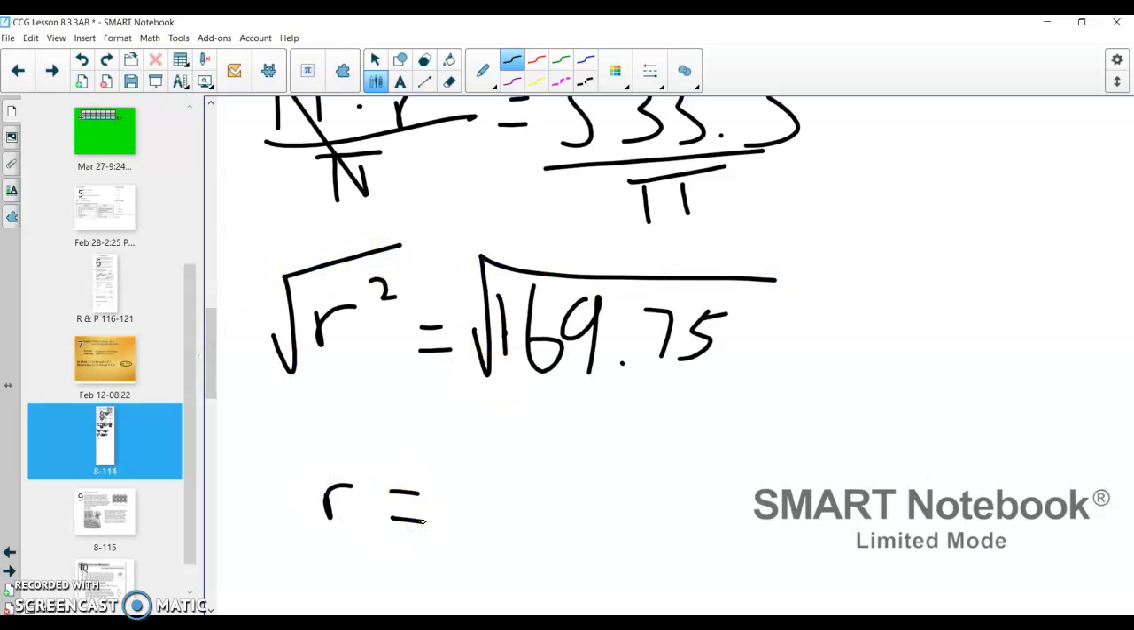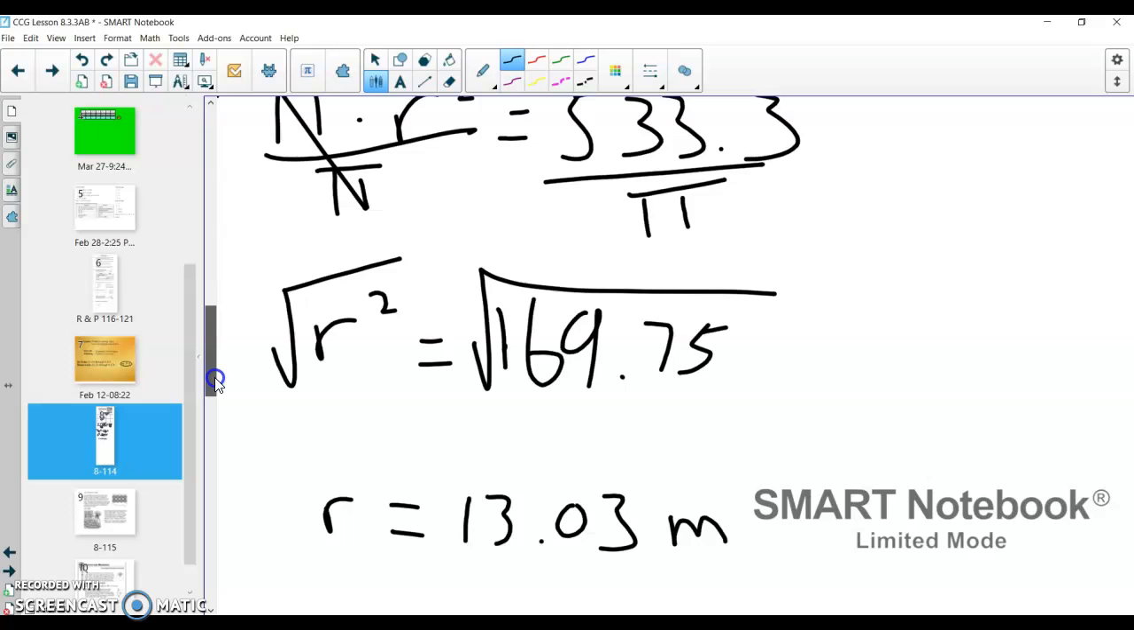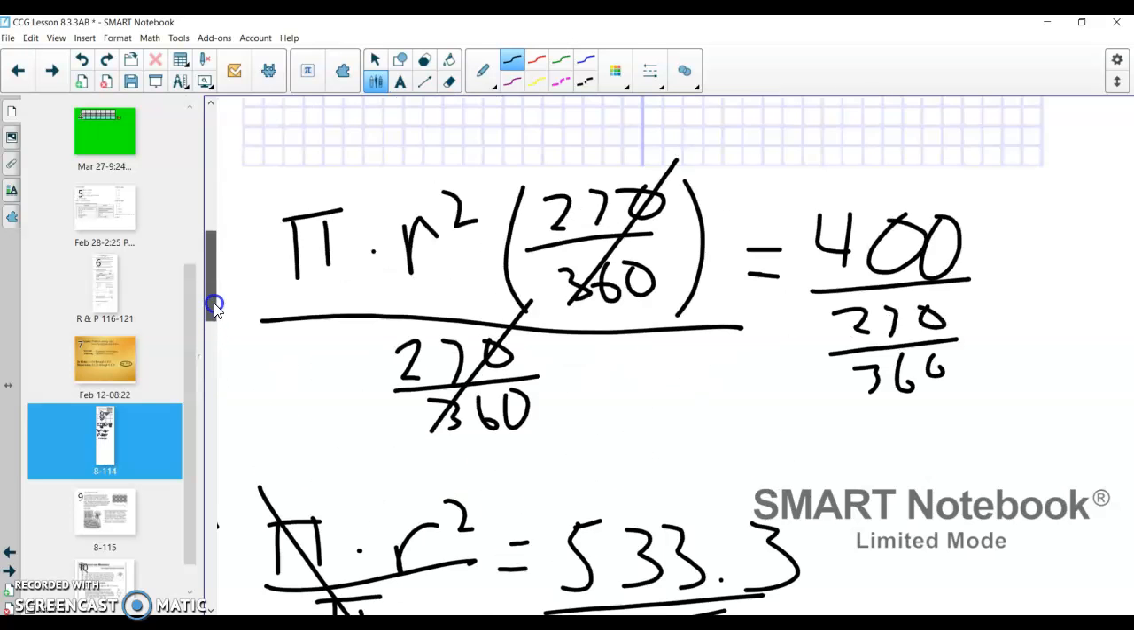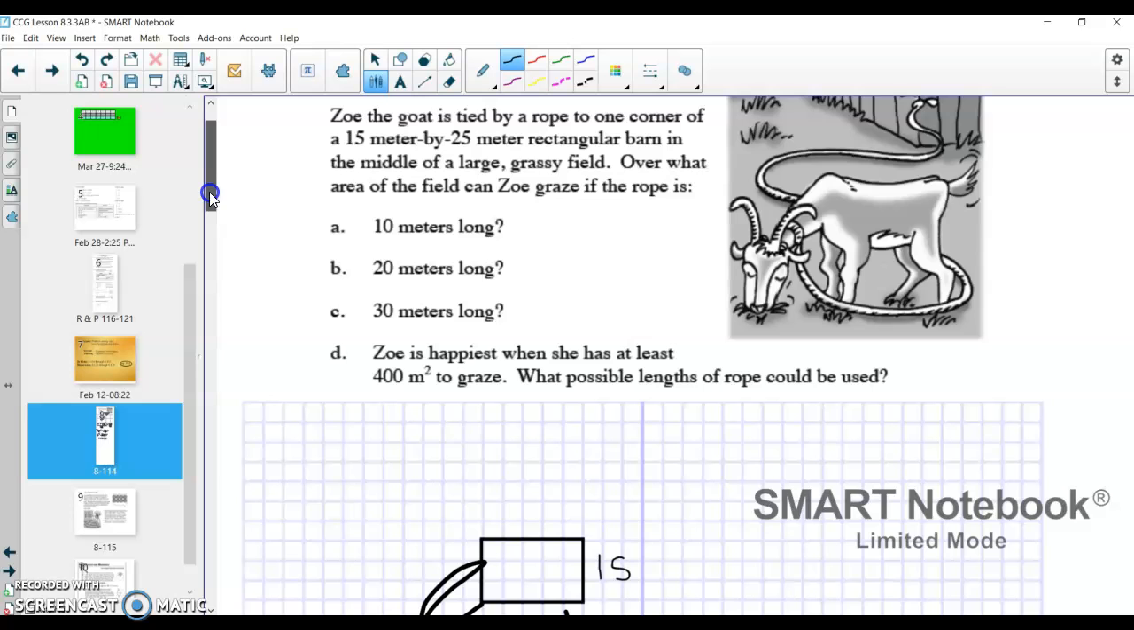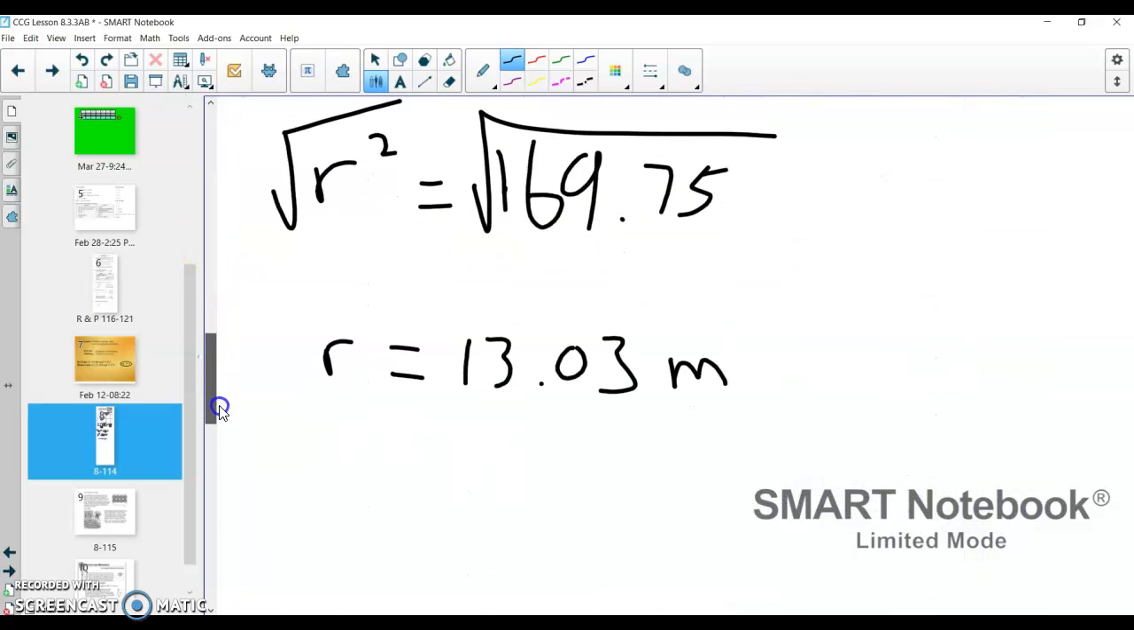And that means that R, the square root of 169.75, which is actually 13.03 meters. And that is the length of the rope where Zoe will have 400 meters squared of roaming room. All right. The problem is saying, however, what is the possible length of rope? Well, 13.03 meters is where she'll hit that 400 meters squared grazing area. So anything bigger than 13 meters will work.